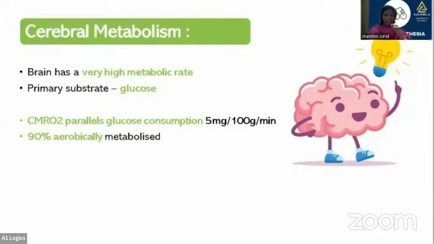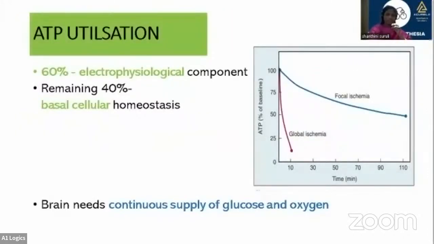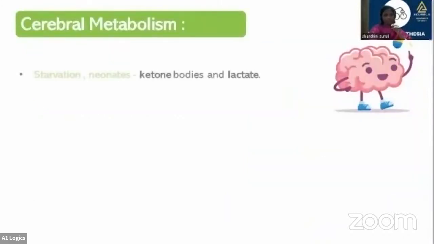90% of the glucose is aerobically metabolized. The ATP is synthesized, 60% of which is used for the electrophysiological component and the remaining 40% for basal cellular homeostasis. In this graph, you can see that the synthesized ATP in global ischemia gets utilized within 10 minutes compared to focal ischemia.